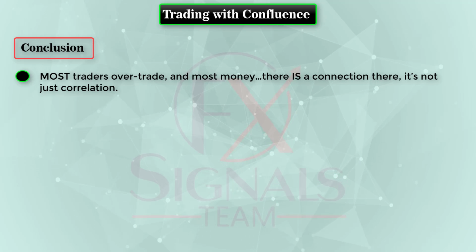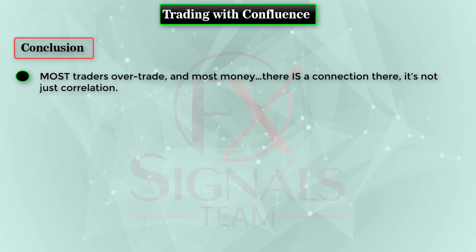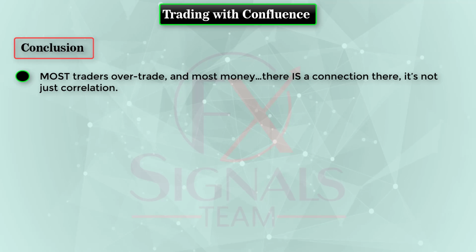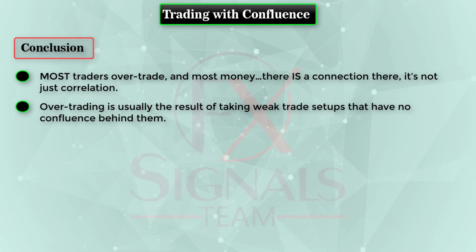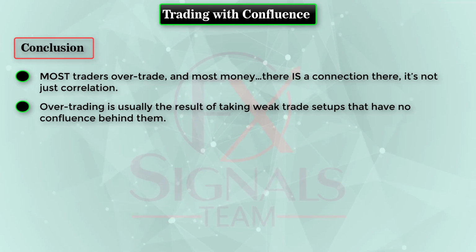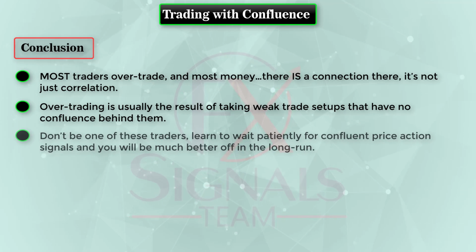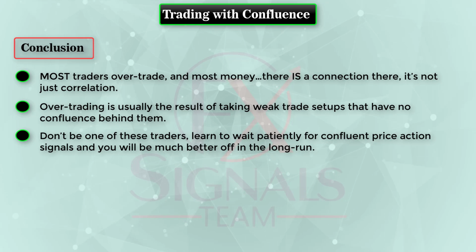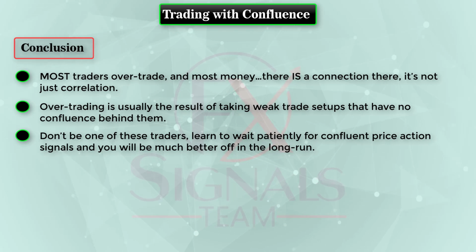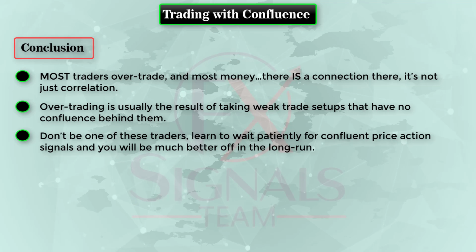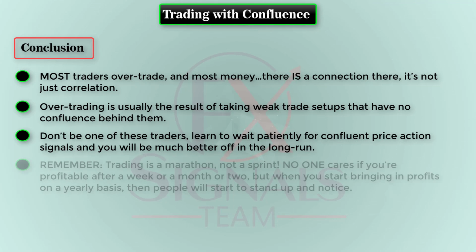Most traders overtrade, and most lose money; there is a connection there. It's not just correlation. Overtrading is usually the result of taking weak trade setups that have no confluence behind them. Don't be one of these traders. Learn to wait patiently for confluent price action signals, and you will be much better off in the long run.